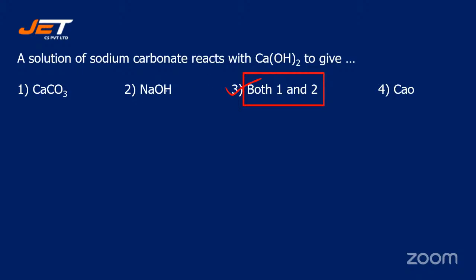Same way, just like the previous reaction. Here, sodium carbonate, Na2CO3, will react with calcium hydroxide. So when this happens, the sodium will form hydroxide, that is NaOH, and the remaining part will be calcium carbonate, CaCO3, and 2NaOH is formed. So this is how it is displacing. The position of carbonate is displaced by hydroxide, and the position of hydroxide is displaced by carbonate. So that is why calcium carbonate and sodium hydroxide both are formed in this reaction.